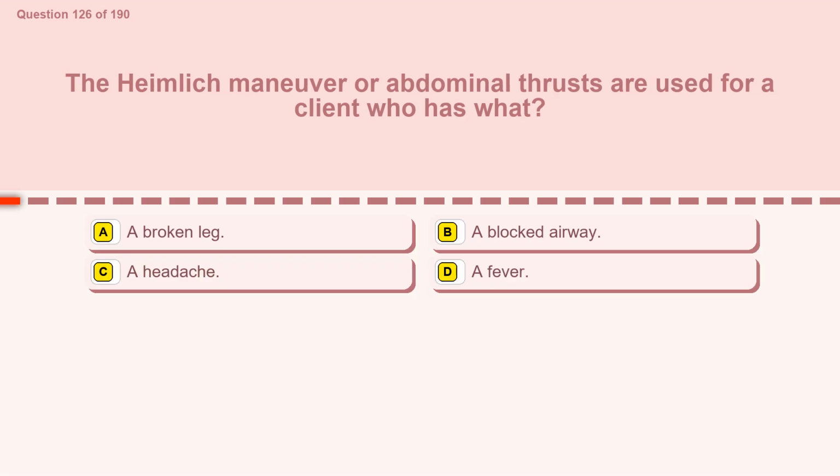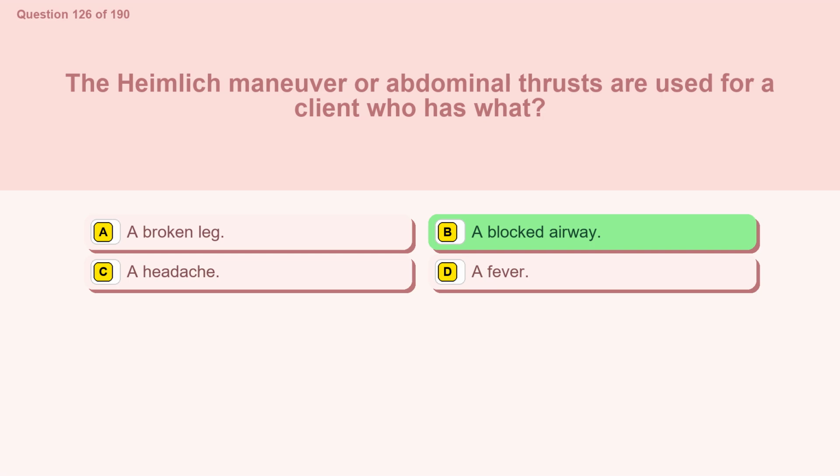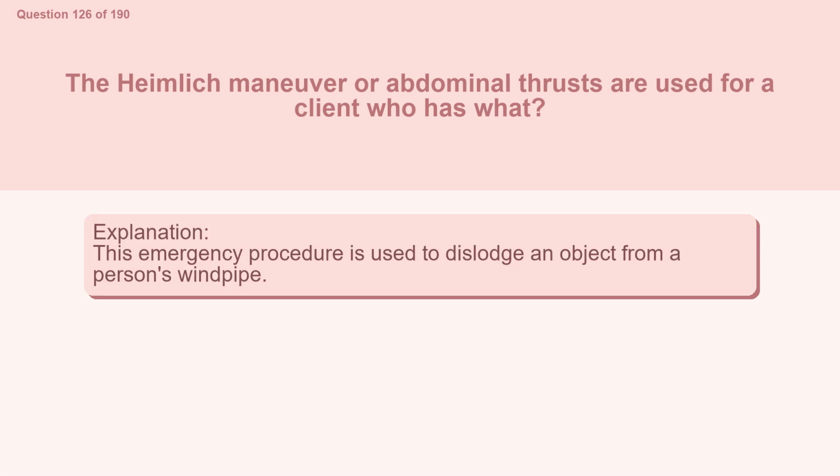Question 126. The Heimlich maneuver or abdominal thrusts are used for a client who has what? Option A, a broken leg. Option B, a blocked airway. Option C, a headache. Option D, a fever. The correct answer is option B, a blocked airway. This emergency procedure is used to dislodge an object from a person's windpipe.